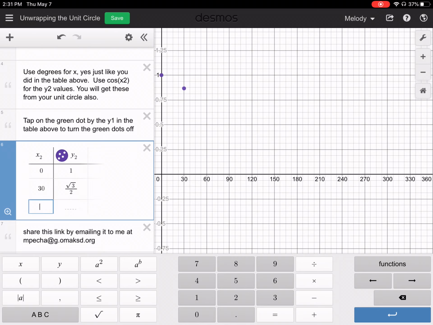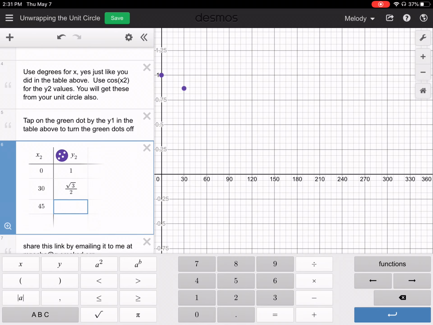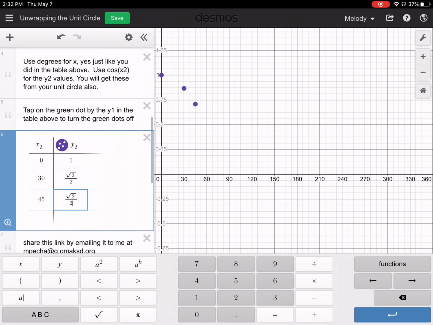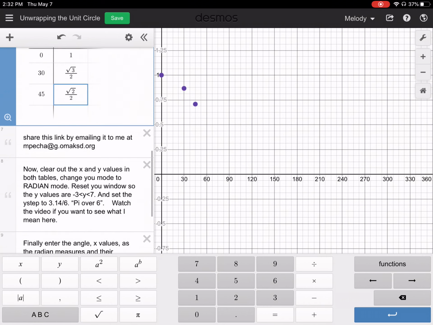I'm going to go to 45 degrees. The cosine of 45 degrees is the square root of 2. Arrow out from under the radical and go divided by 2. And just keep going all the way around. I'm not going to finish that for you either because I don't want to ruin the fun.